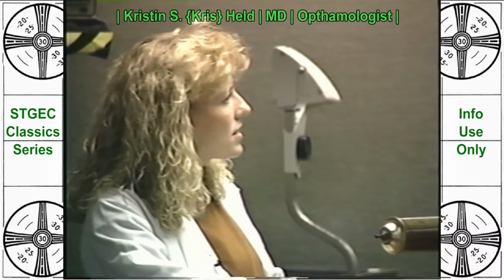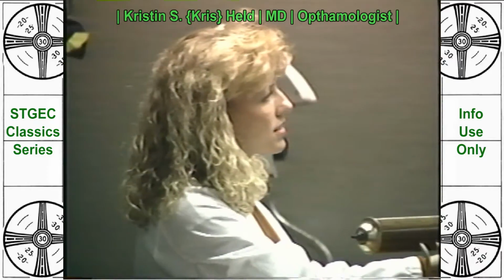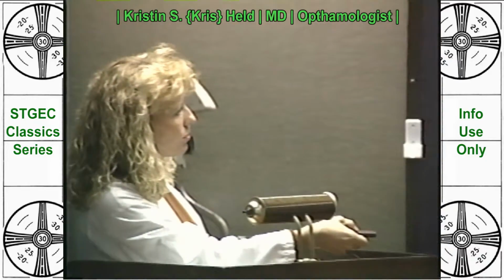The normal lens of the eye is a clear structure that's located behind the pupil.